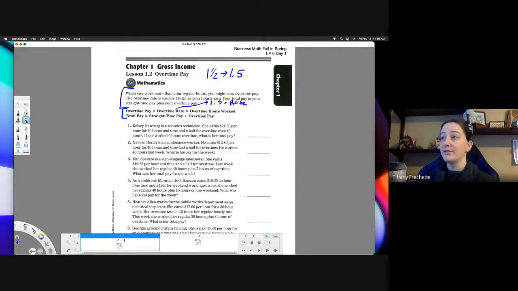We are going to kind of review straight time pay right now, just because we're going to need to calculate that a few times here. But definitely make sure you're paying attention to the chapter work so that you know how to calculate these things moving forward.